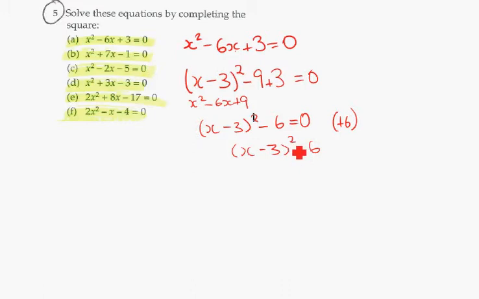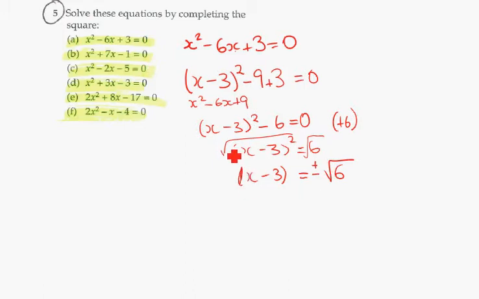To undo a square, the inverse operation is to square root both sides. So I'm going to square root that side. What you do to one side of an equation, you do to the other. So I get left with x minus 3 equals the square root of 6. Now because we've taken the square root ourselves, we need to remember that there could be a positive solution and of course a negative solution.